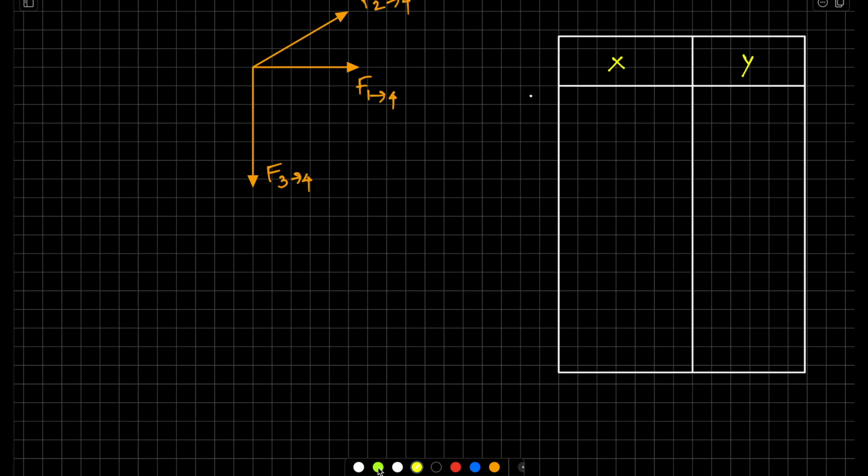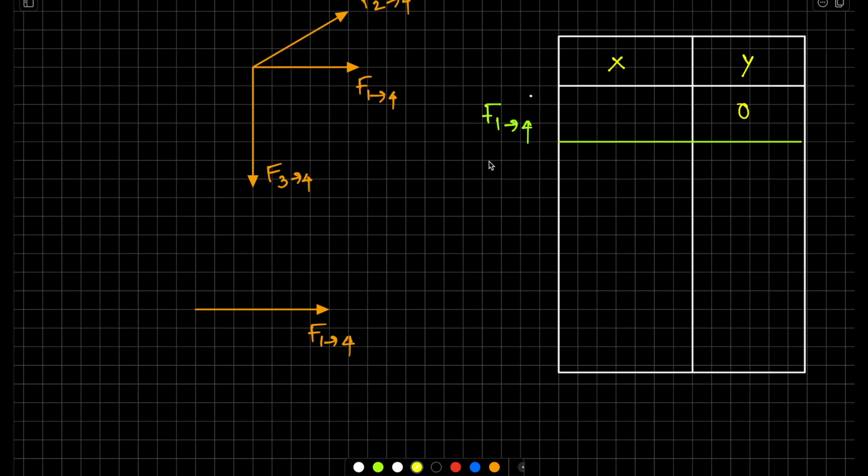So our first force is F1 on 4, right? How do you draw F1 on 4? This is F1 on 4. F1 on 4 is on the x-axis, on the positive x-axis. So it has only an x component. It has no y component. There's no way you could draw a y component for this one, right? The y component is 0 for this vector, F1 on 4. So the x component will be just F1 on 4.